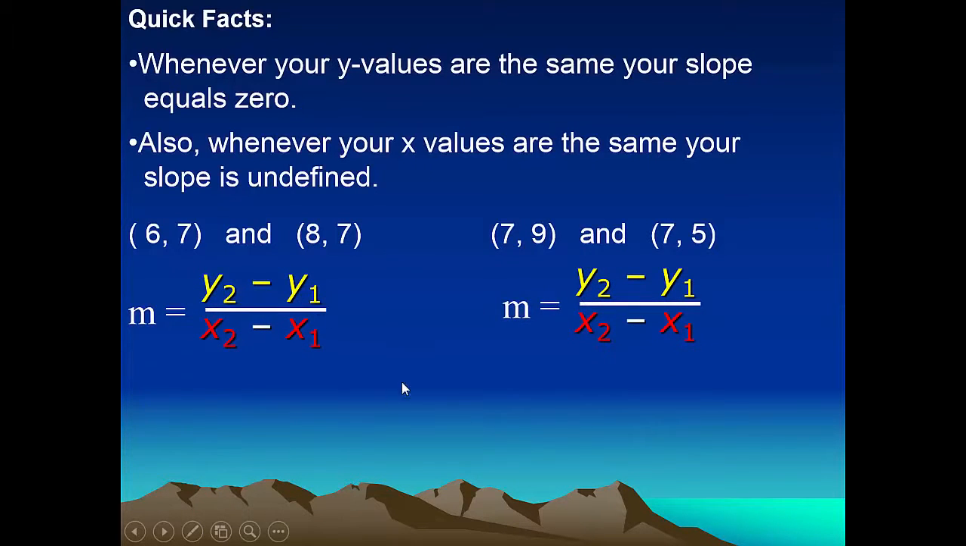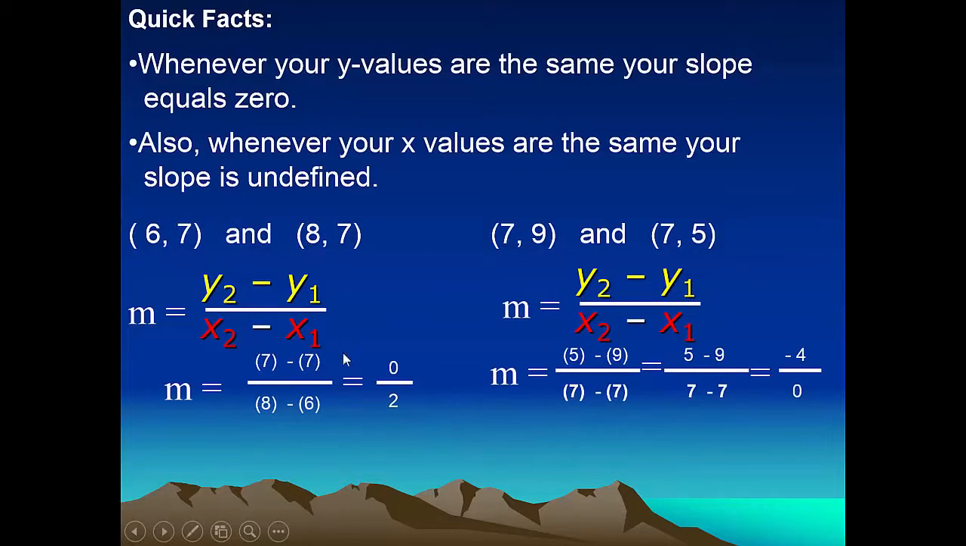So we still will use the same slope formula, and we will substitute in our values, which we have here. And we know we will have 7 minus 7 is 0, 8 minus 6 is 2. And over here we will have 5 minus 9 over 7 minus 7, which will give us negative 4 over 0. We know 0 over 2 is 0, and negative 4 over 0 is undefined. So again, remember, if your y values are the same, that means your slope will be 0. If your x values are the same, that means your slope will be undefined.